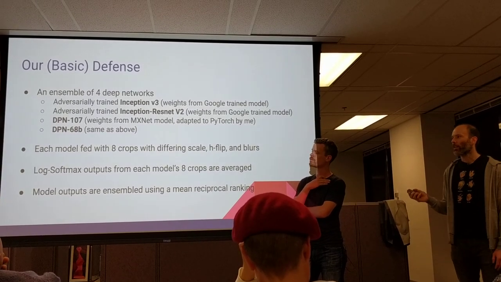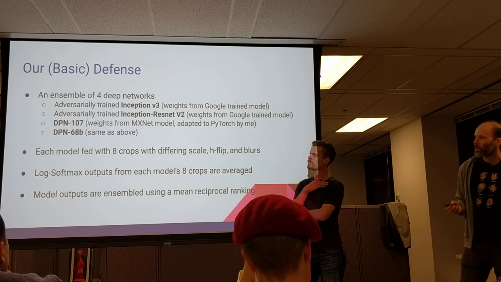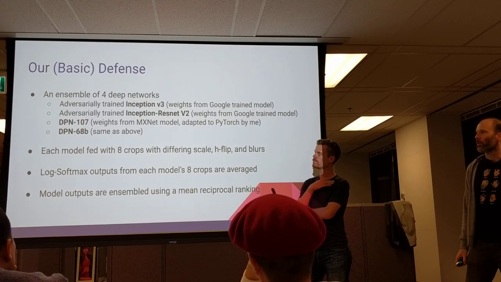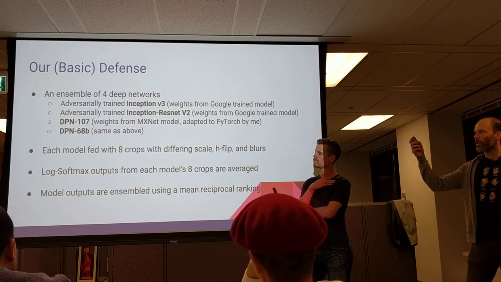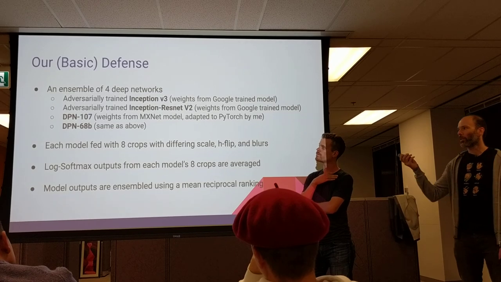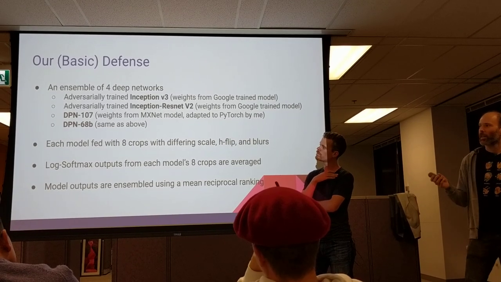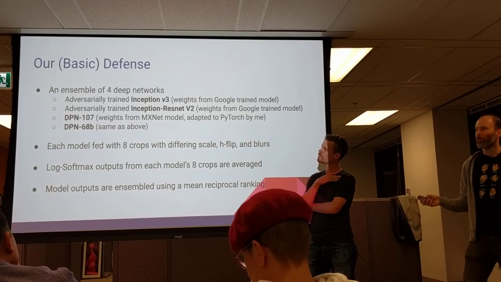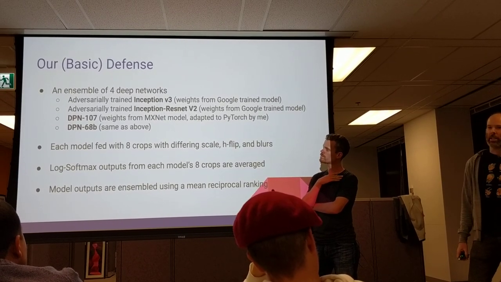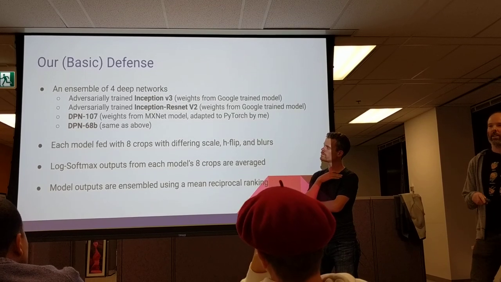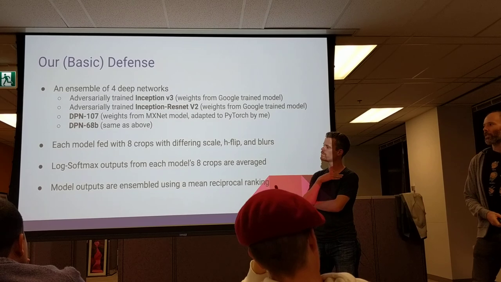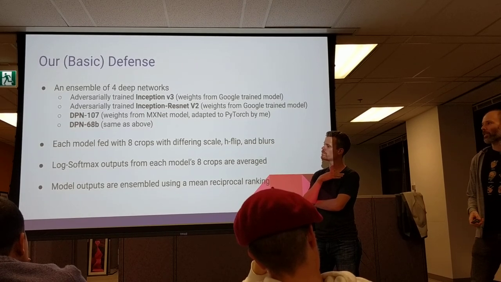Initially, we started off with a mix of traditional computer vision techniques and basically an ensemble of some big deep networks. We used the two adversarially trained ones that Google provided, the weights. We threw in some DPN networks because we figured not many people would be using them, so it might give us a leg up. Also interestingly, both those DPN networks were trained on 5K ImageNet and then fine-tuned on 1K, so we thought the distribution of the training samples might improve things a little bit.